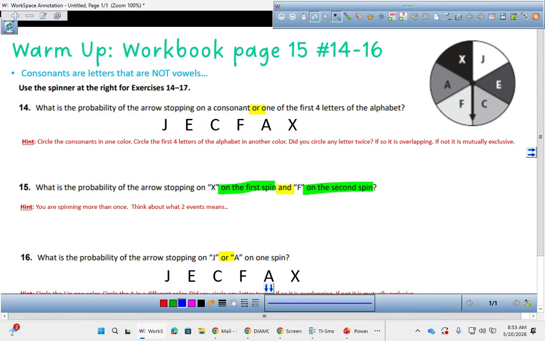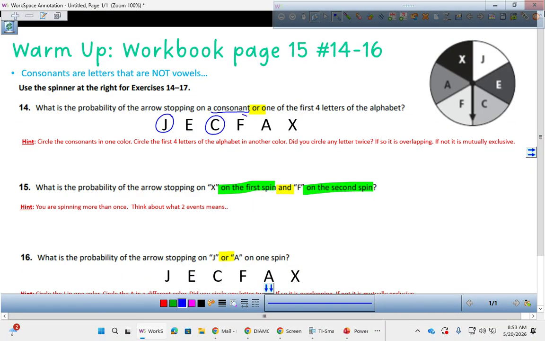So I am going to first circle the consonants that are on the wheel. I just listed them out horizontally rather than circling them on the wheel. Consonants are the letters that are not vowels. So A, E, I, O, and U are vowels. E is a vowel and A is a vowel, but the other letters here are called consonants. All right, so those are my consonants.